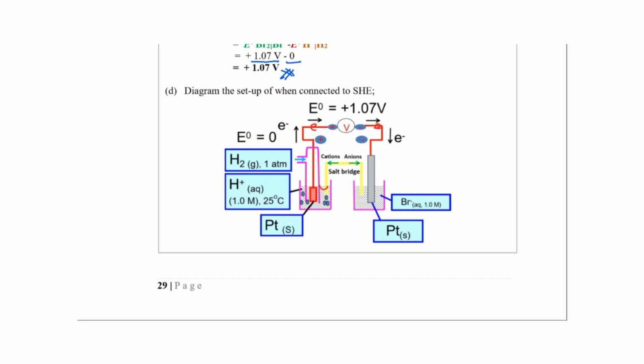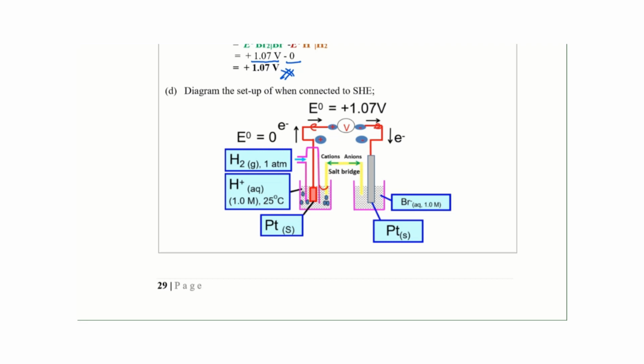Okay, C, calculate E naught cell. So by using this formula, E naught cell equals E naught cathode minus E naught anode. Alright, so cathode is positive 1.07 volt and anode is 0. The answer is positive 1.07 volt. Next, D. D is to diagram the setup when connected to the standard hydrogen electrode. So hydrogen at anode, bromine at cathode.